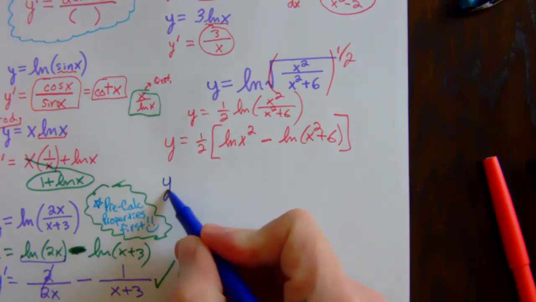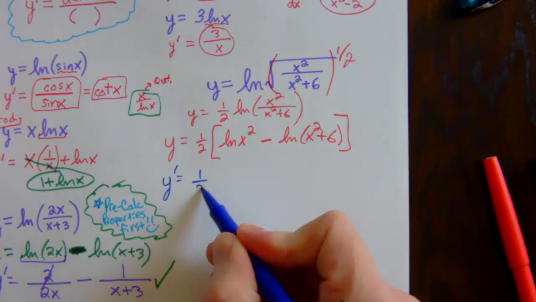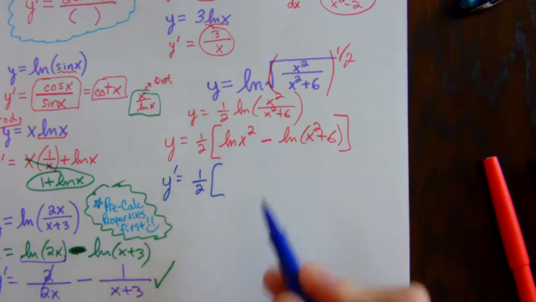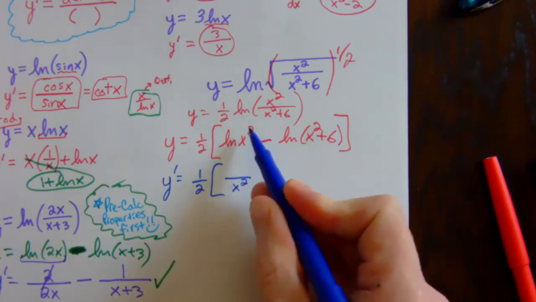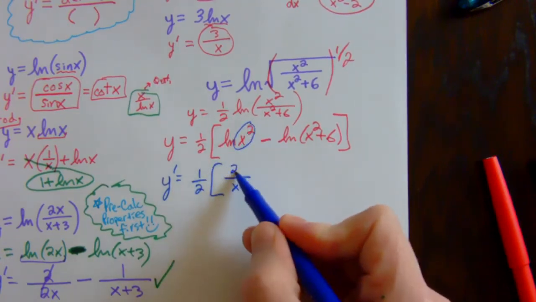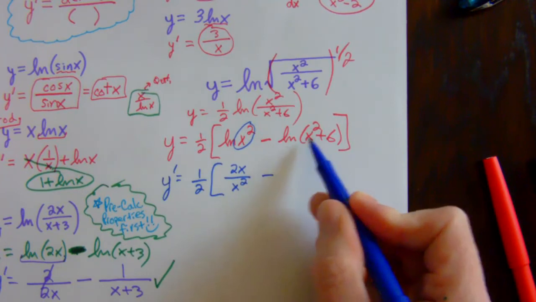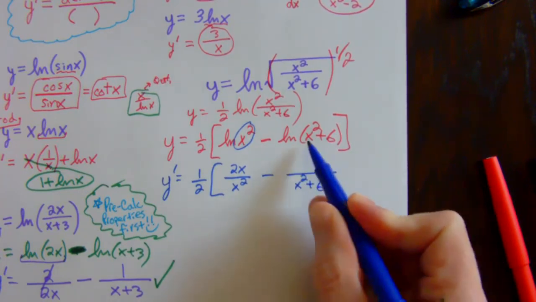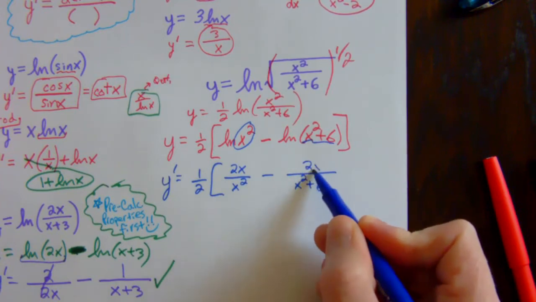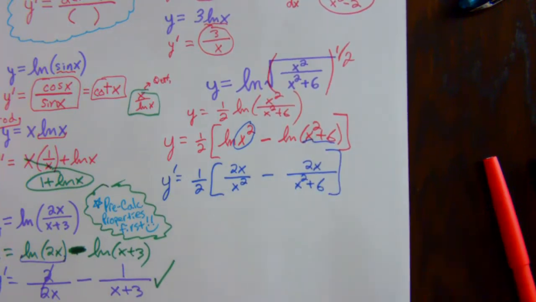So now once we take this derivative, this constant I'm just going to carry down in front. I'm going to do the derivative of each piece separately. So I'm going to go 1 over x squared, times the derivative of that x squared, which is 2x. And then for the ln of x squared plus 6, we're going to go 1 over x squared plus 6, times the derivative of x squared plus 6, which is going to be 2x. I'm going to simplify this.